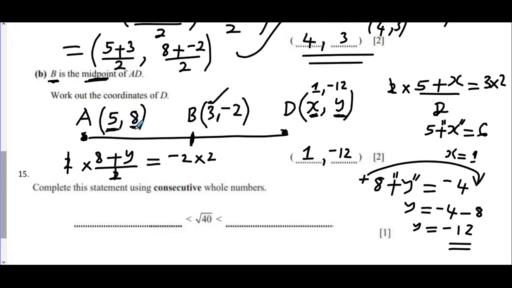Since this is the middle point, you're going to do 8 plus negative 12. What is 8 plus negative 12? 8 plus negative 12 is the same as 8 minus 12, because positive times negative is negative. This is negative 4. Now this negative 4 has to be divided by 2, because that is how the middle point works. Negative 4 divided by 2, you end up getting negative 2, which is this number here. Okay? I hope now that is clear.